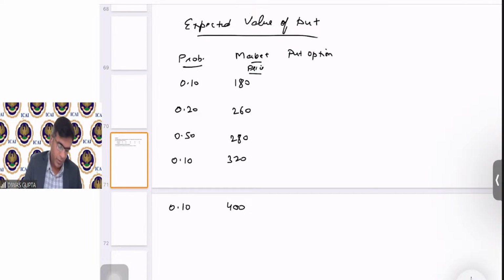Now the put option value will be how much, students? Tell me. The strike price is 300. The market price has gone down to 180. So would there be a gain? Would there be a gain on account of this? Tell me, students, come on. So if the market price has gone down below the strike price, would there be a gain in case of a put option?